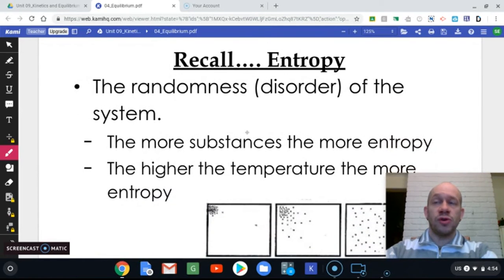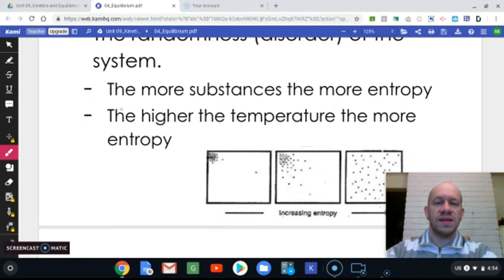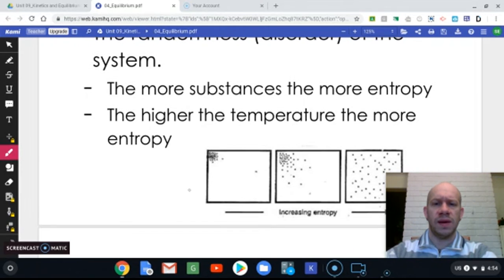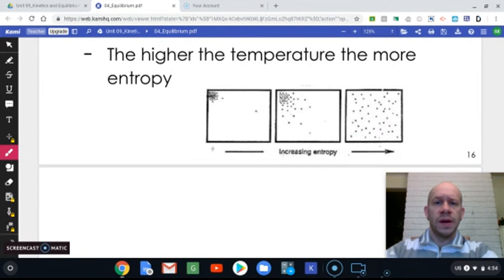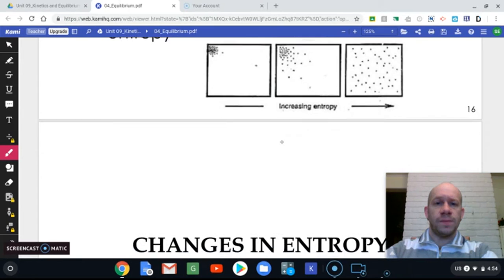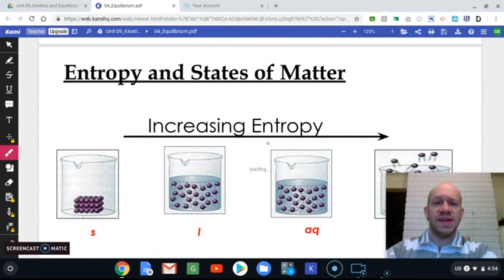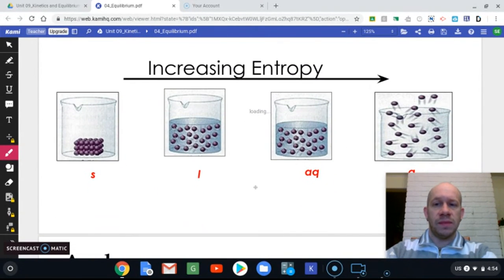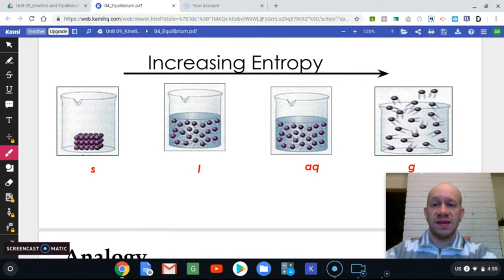Recall the definition of entropy. It's defined as the randomness or disorder of the system. The more substances that there are, the more entropy. In addition, the higher the temperature, the more entropy. Those are different ways that we can think about how entropy changes. And here's a visual representation of entropy in the states of matter. This is an important diagram. You don't necessarily have to draw every picture, but know that solids have less entropy than liquids, which have less entropy than aqueous solutions, which have less entropy than gases.